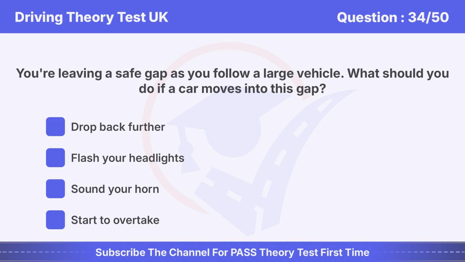Question 34. You're leaving a safe gap as you follow a large vehicle. What should you do if a car moves into this gap?